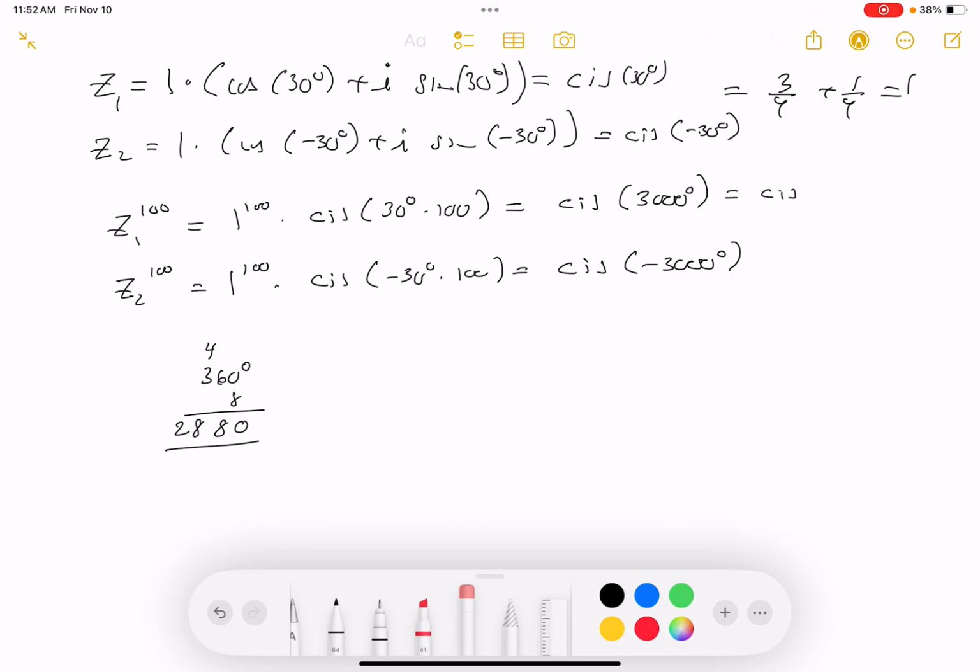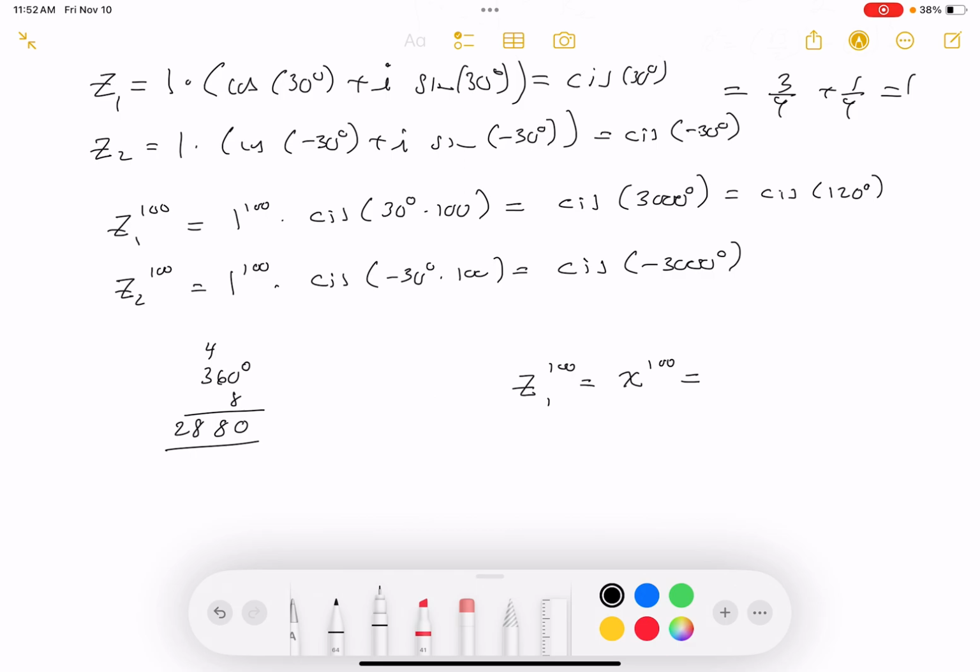I'm going to say 120. Okay? So that's not so bad. I think I can do that. And I'm going to put it back in the Z1 to 100. I'm going to write it as x to the 100 now. And I think I know what that is, by the way.